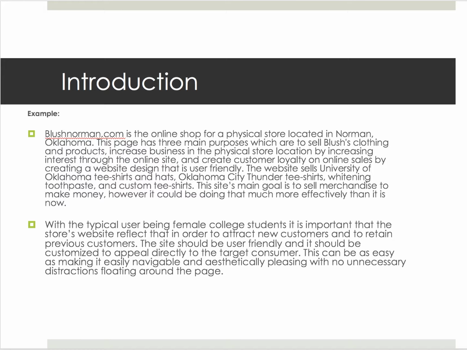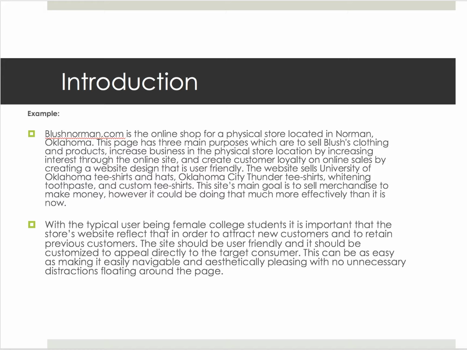So let's look at the introduction, which will be kind of your site description. This is an example introduction from a previous student's work. And so you'll see that it says blushnorman.com is the online shop for a physical store located in Norman, Oklahoma.